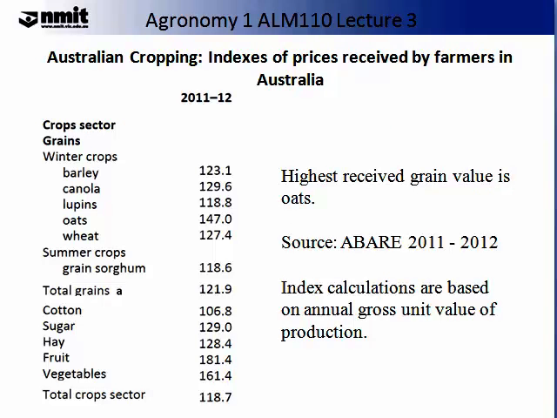Another way that you can assess the value of Australian cropping is to calculate the indices of prices that are received by farmers. This index is calculated and based on annual gross unit value of production. The higher the index, the higher the value. Therefore, on this ranking produced by the ABS, fruit has the highest received prices, followed by vegetables. You will note that the highest received grain is oats and not wheat.